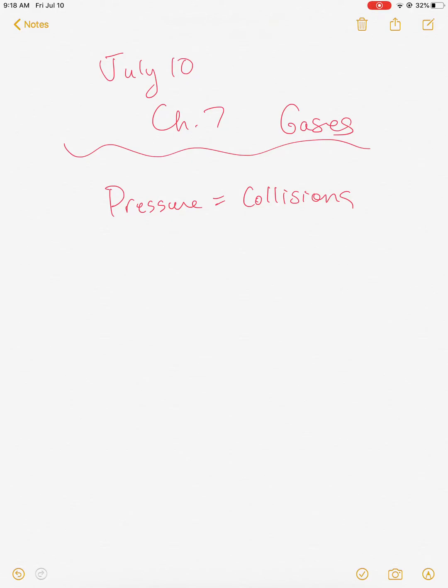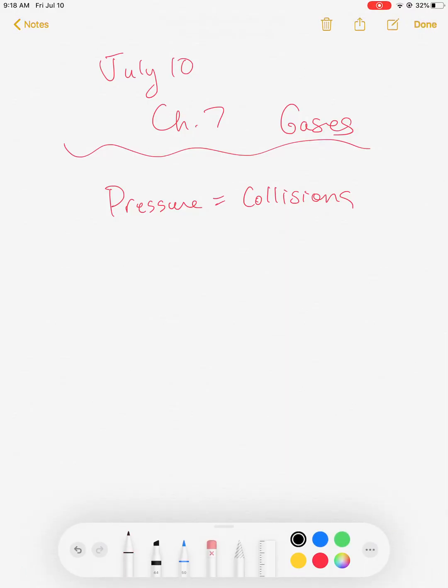Hello, I want to talk about the gas laws today in Chapter 7. First of all, I want to tell you that the only difference between a solid, liquid, and a gas is the distance between particles. That's it.